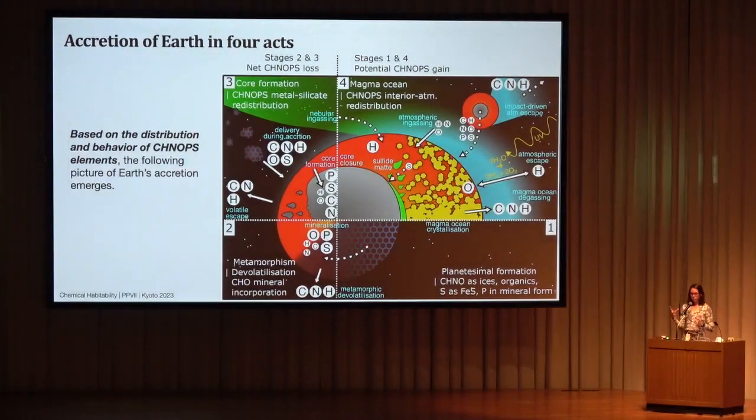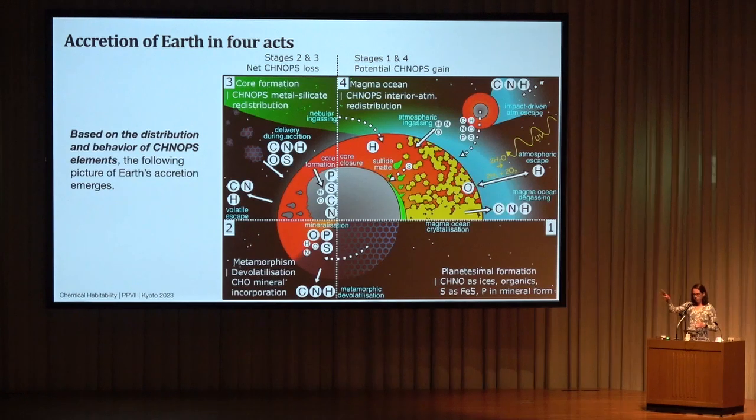Overall, based on the distribution and behavior of Schnapps in the Earth, we sort of paint this picture of Earth's formation in 4 acts and use Schnapps to track the planetesimal assembly stage, planetesimal heating by short-lived radionuclide decay, which we heard about from Steve, and that drives metamorphic volatile processing and loss, the eventual planetesimal melting and growth, and then magma ocean crystallization in sort of the last stage.